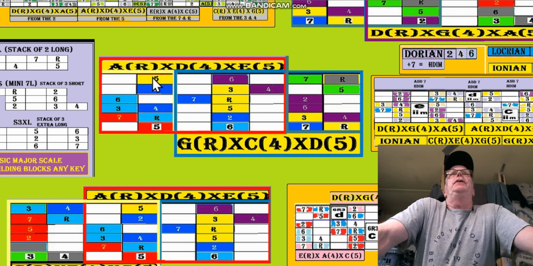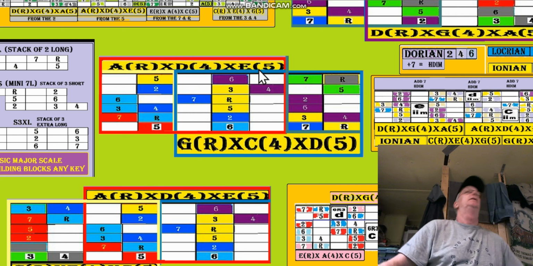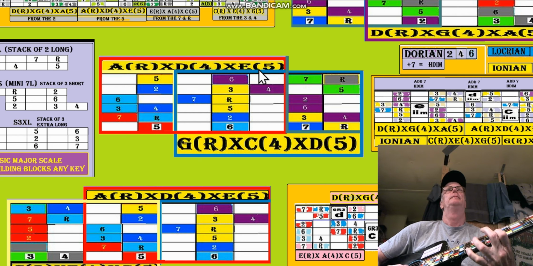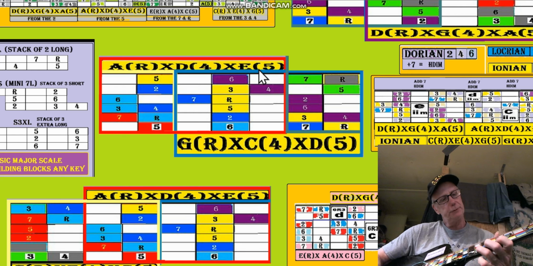Where is our root chord now? It's saying A root. It's in the A, D, E box. Okay, so that would be... Whoops. Let's try that again.